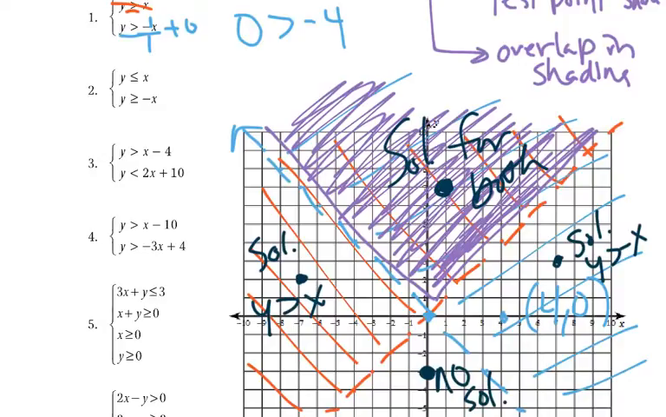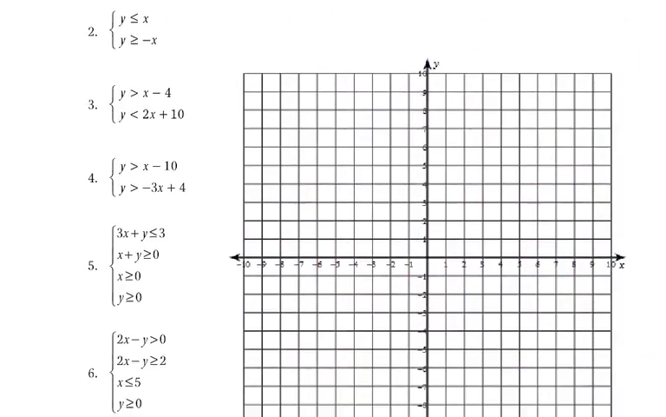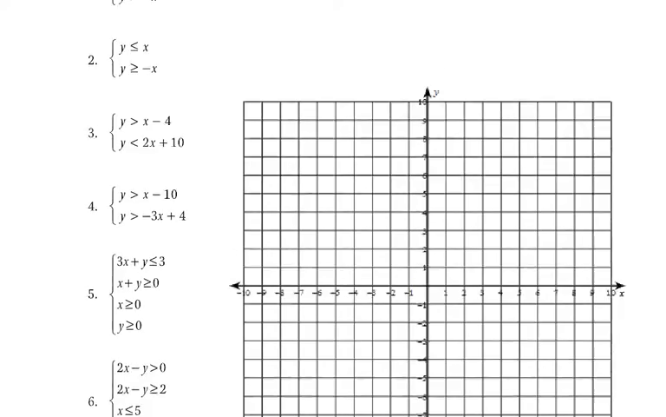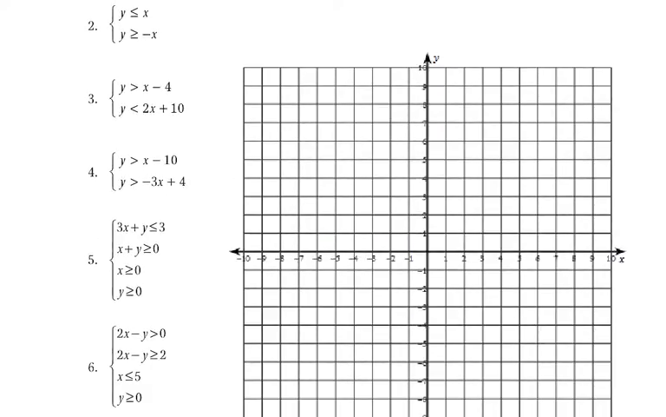Alright, let's just keep on trucking. Number 2. So we've got basically the same thing, so they'd be the same lines. So blue was going this way. It's y-intercept, down 1 to the right 1, or up 1 to the left 1. Now this time it is a solid line, so that line is part of the answer.